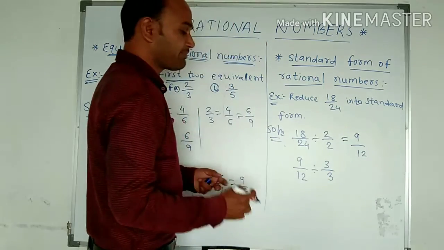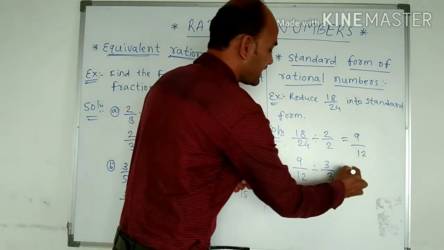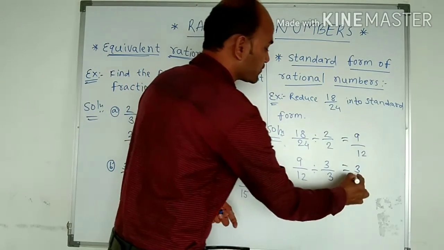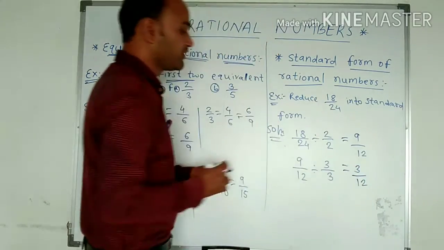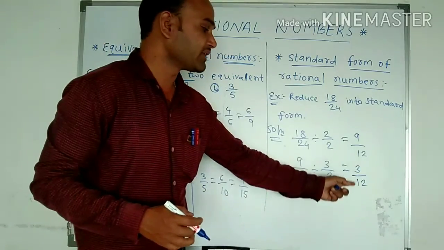Let me see what will happen after this. 3 3s are 9 and 3 4s are 12. It means that finally we got 3 upon 12.